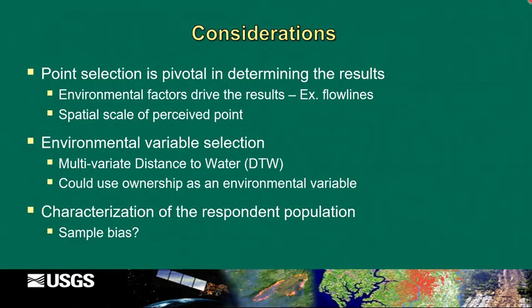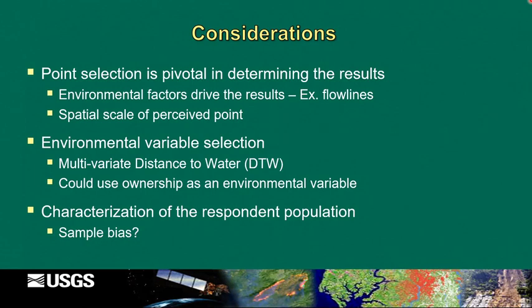Some important considerations. Point selection is pivotal in determining the results. The flow lines, that's where a lot of the points were placed by the survey respondents within the watershed. And that's where you saw the highest value. So the environmental factors drive the results. Spatial scale of each point was also very important. As I mentioned, one of the respondents drew a circle around the entire Patagonia Mountains, and we had to take the center point of that. And that point had particular environmental variable traits. It had a particular elevation, range, slope, and so on. So that was very important, and that can impact the results.